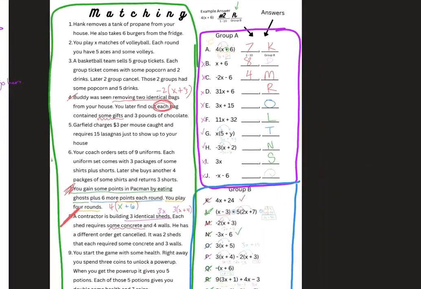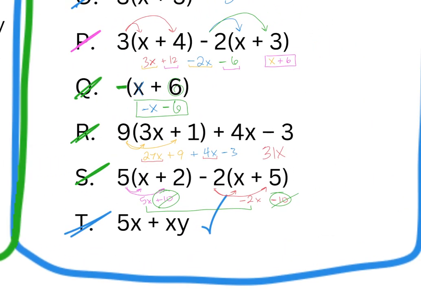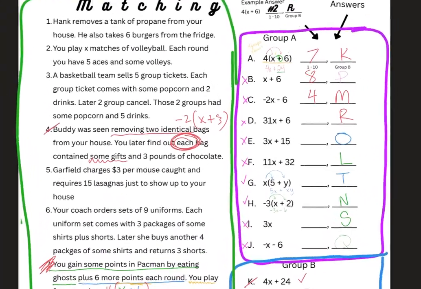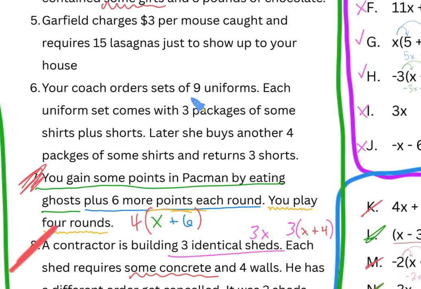By now, you've looked over this stuff enough to know that none of these say 31 like that one says 31. So we're going to ignore this part up here and go straight down to R. I'm going to zoom in. 9 of something. I remember a 9 of something because it was like coach ordered 9. Your coach orders 9 sets of uniforms. Each uniform set comes with 3 packages of some shirts plus shorts.